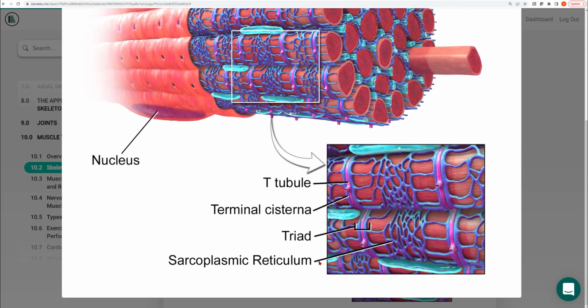Again, all this purple webbing is the sarcoplasmic reticulum. Do not worry about these terms, T-tubule, terminal cisterna, or triad. We're not going to discuss those three terms. So just know that that's the sarcoplasmic reticulum, the purple webbing.